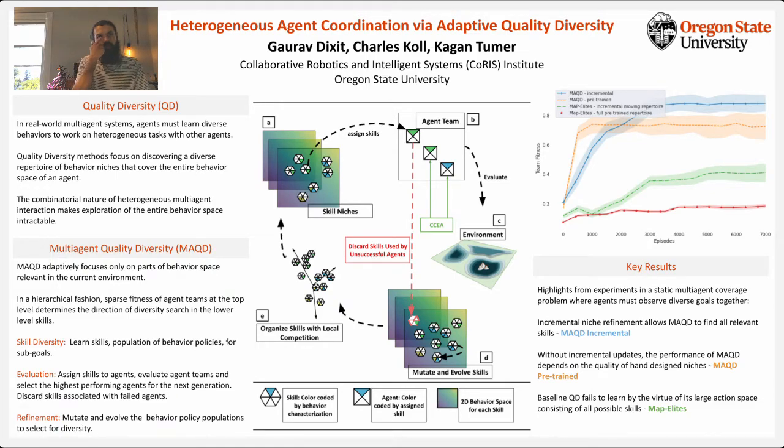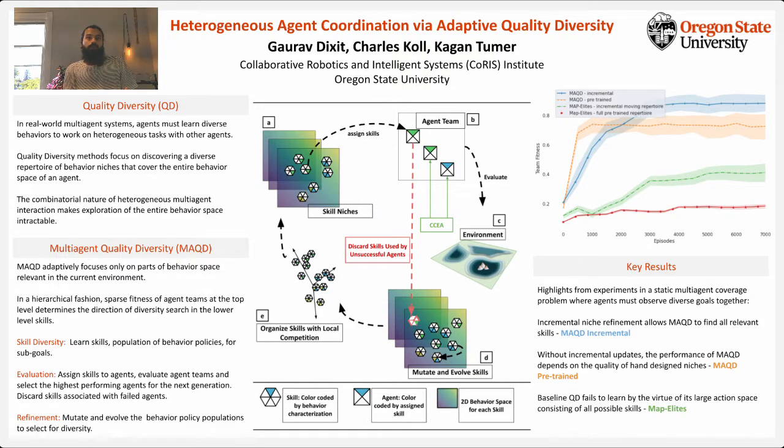So let's walk through the figure in the middle. Subfigure A shows several initial behavior policy niches. In subfigure B, teams of agents are assigned these behaviors. Agents are simply neural networks that operate in the environment using these assigned behavior policies as actions. Teams are evaluated and assigned fitness using CCEA in subfigure C.